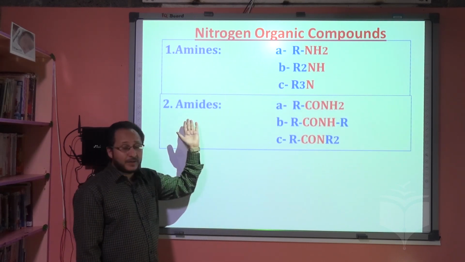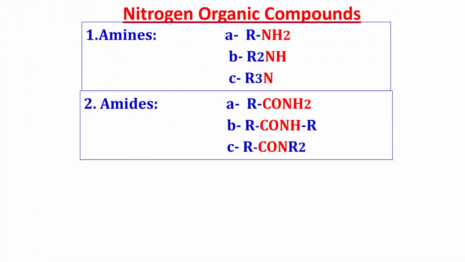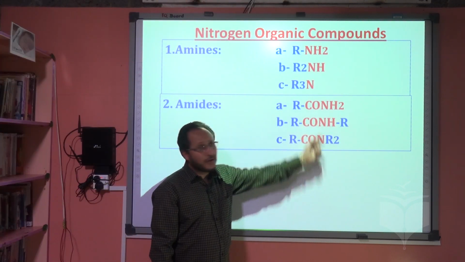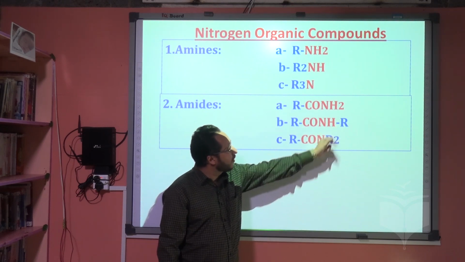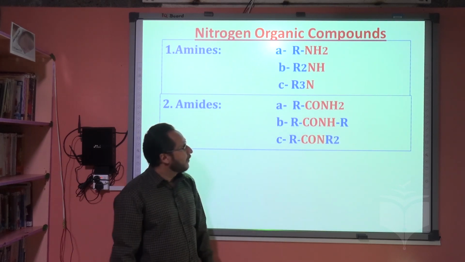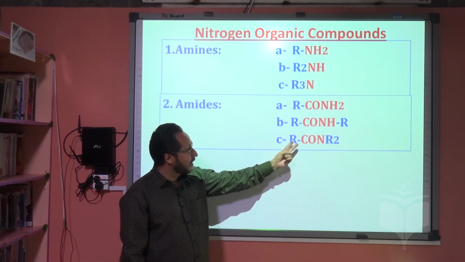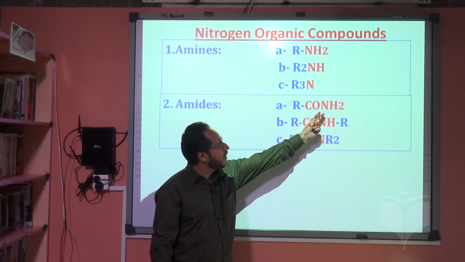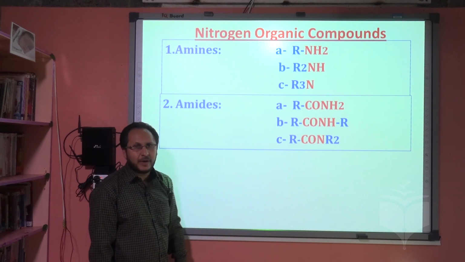The second class, we call them amides. The functional group for them is RCONH2, so this is the general formula. The CONH2 is for the unsubstituted amide. If you replace 1 hydrogen atom by 1 alkyl group, we call it monosubstituted amide, because we have 1 alkyl group. If you replace these 2 hydrogen atoms by 2 alkyl groups, we call them disubstituted amide. And now if you have CONH2, CONH, or CON, all of them are amides.